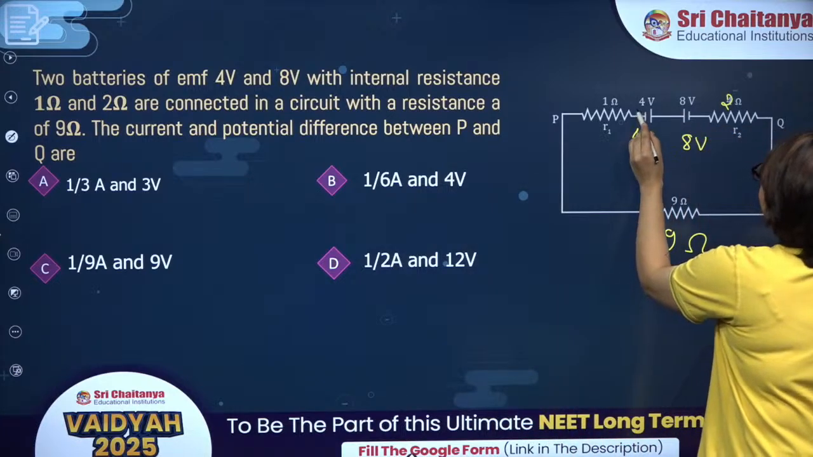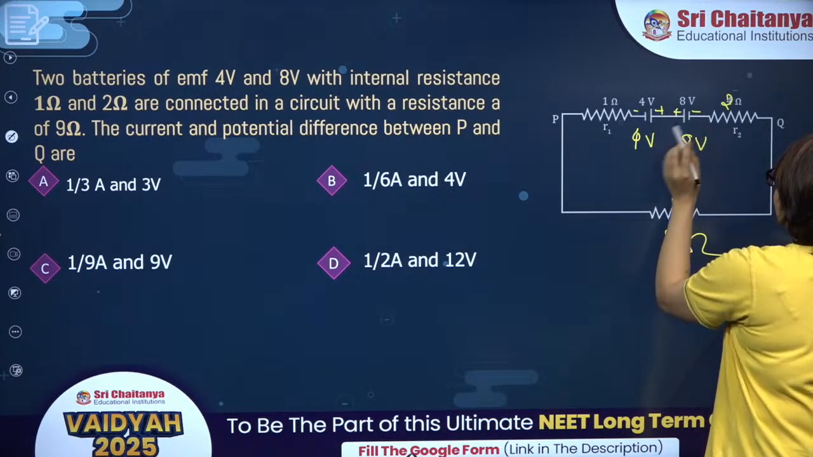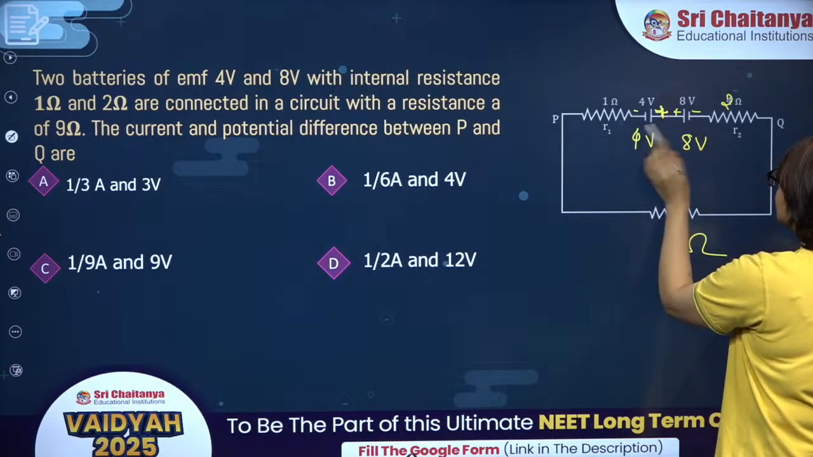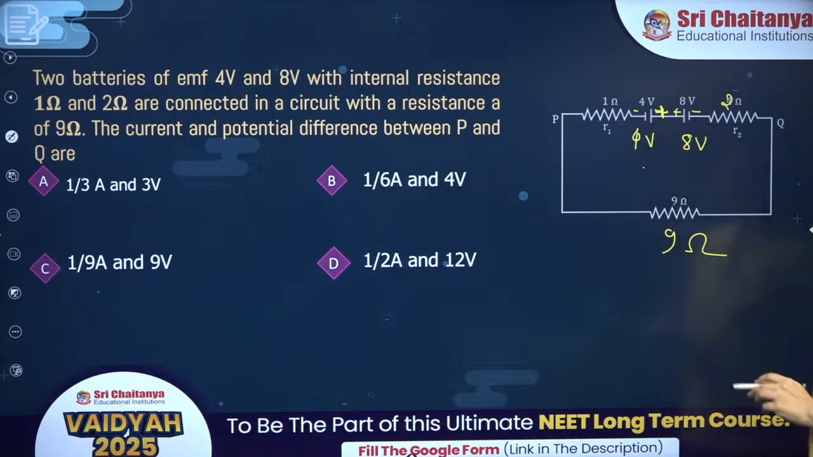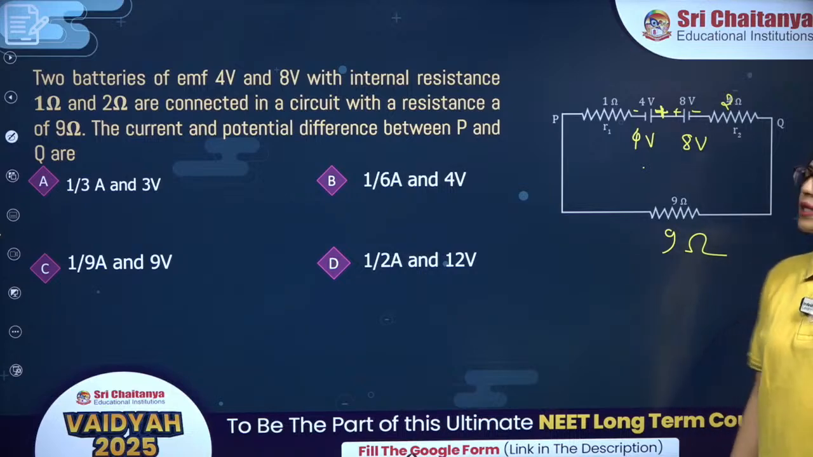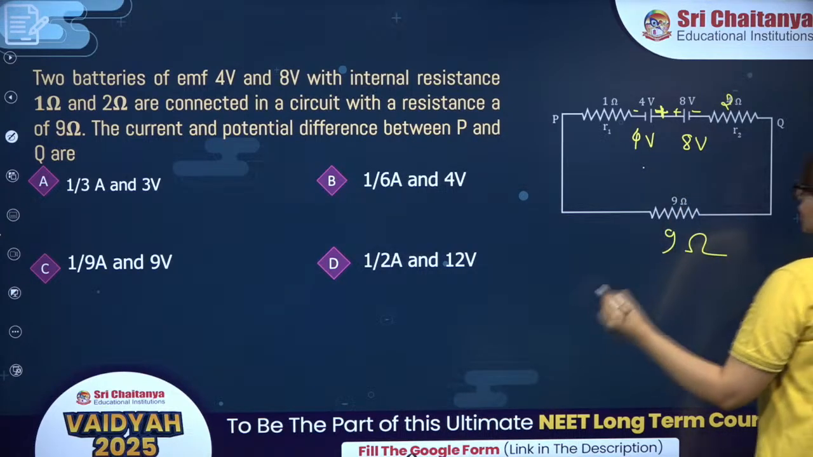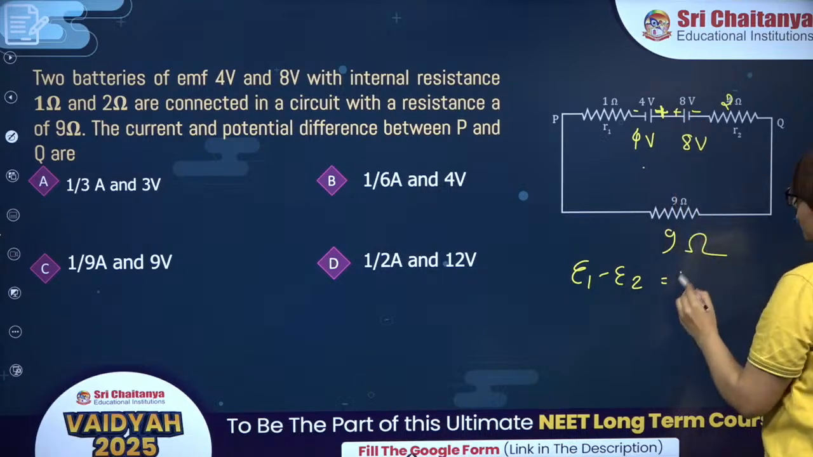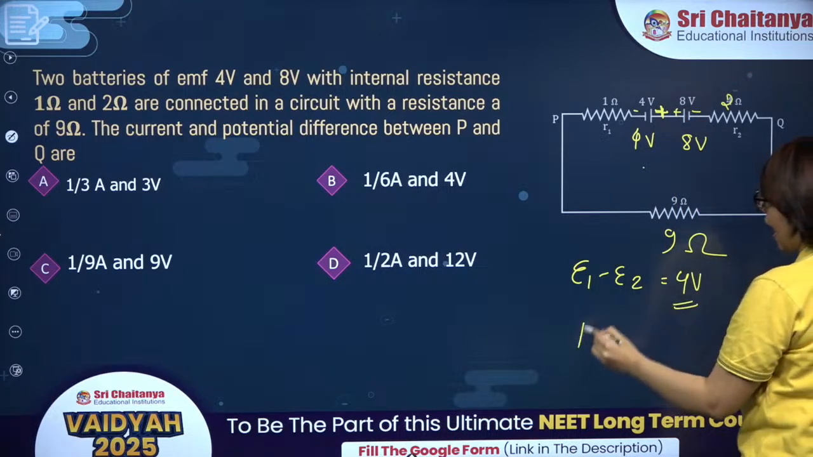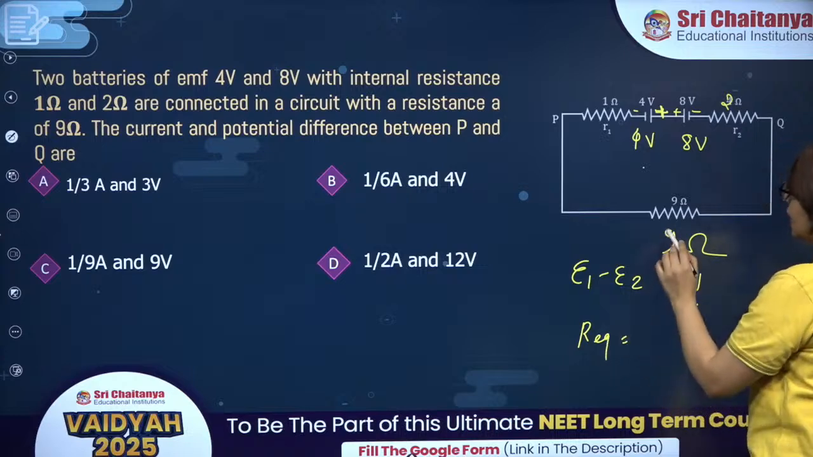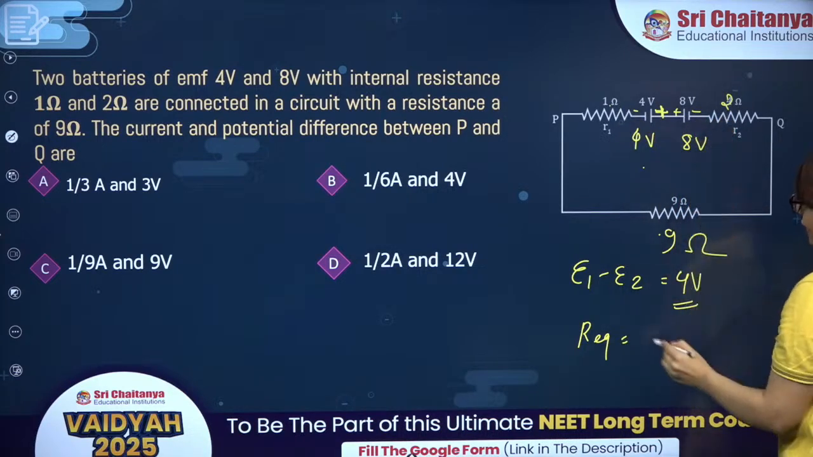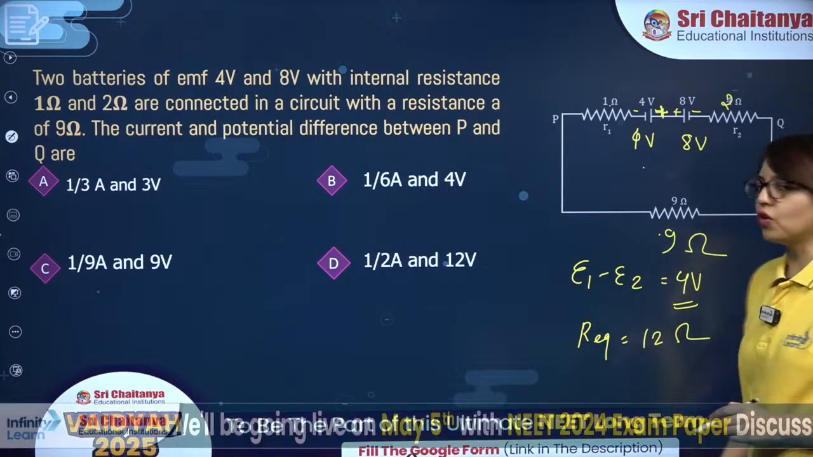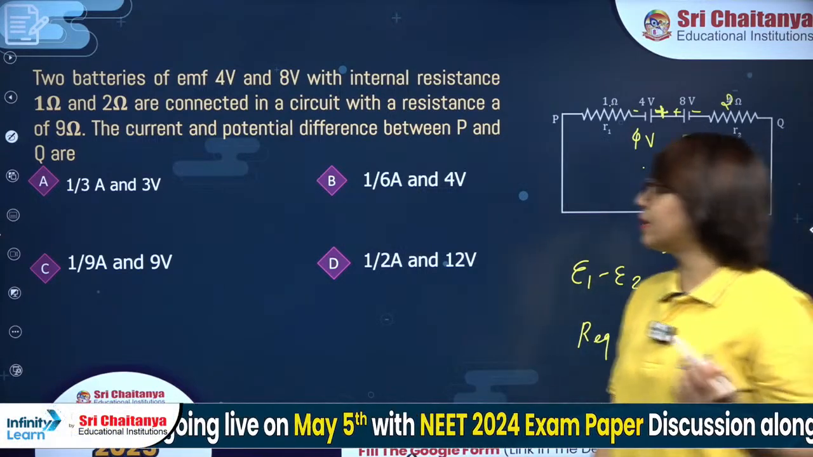Look at the polarity: negative, positive, positive, negative. So these similar plates of the battery are connected. That means these two batteries are not supporting each other. They are opposing each other, right? So net EMF will be E1 minus E2, which is 8 minus 4 volt. R equivalent over here will be 9 plus 1 plus 2, that is 12 ohms. So we have equivalent EMF 4 and R equivalent as 12.